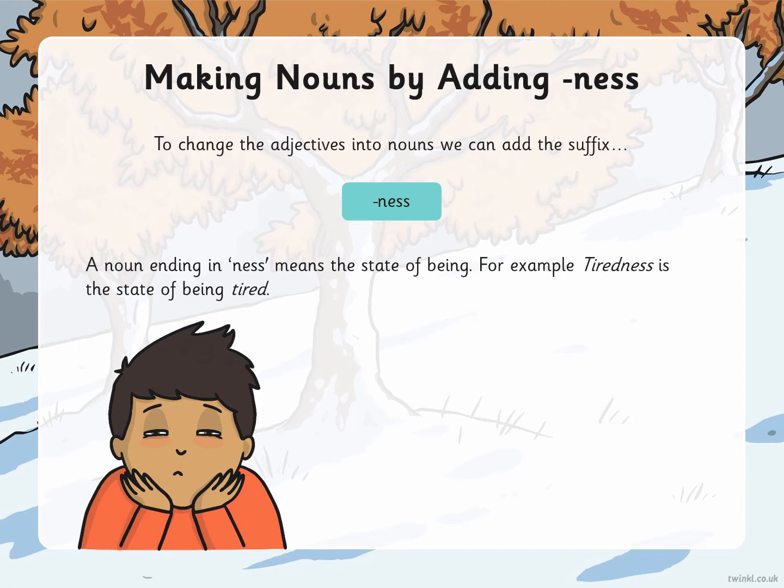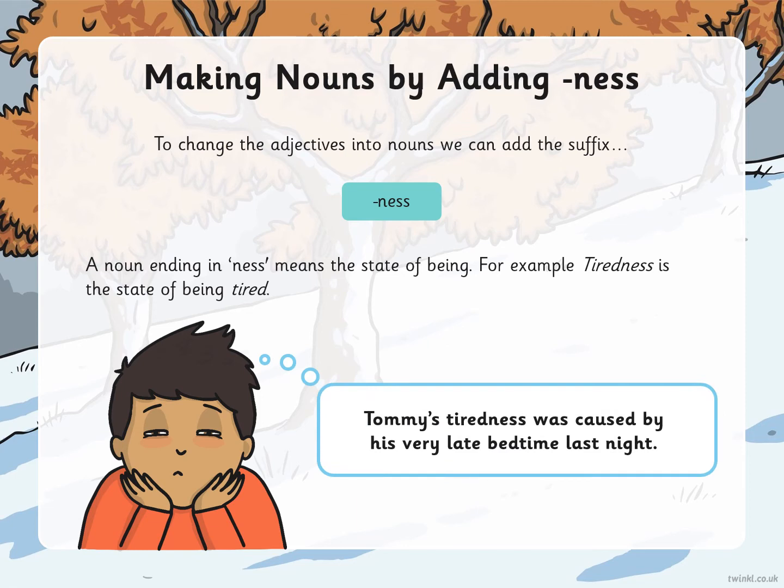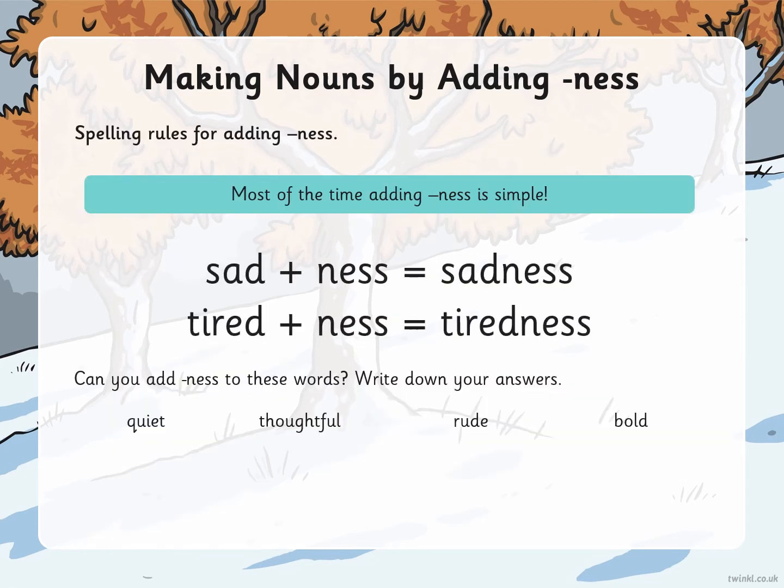So a noun ending in ness means a state of being. For example, tiredness, like the boy in the picture, is a state of being tired. So a sentence with that suffix in would be: Tommy's tiredness was caused by his very late bedtime last night. Let's look at the spelling rules now for adding the ness suffix. Luckily, for most adjectives, we just need to add the ness suffix onto the end of the root word. So it's pretty simple. So sad becomes sadness and tired becomes tiredness.